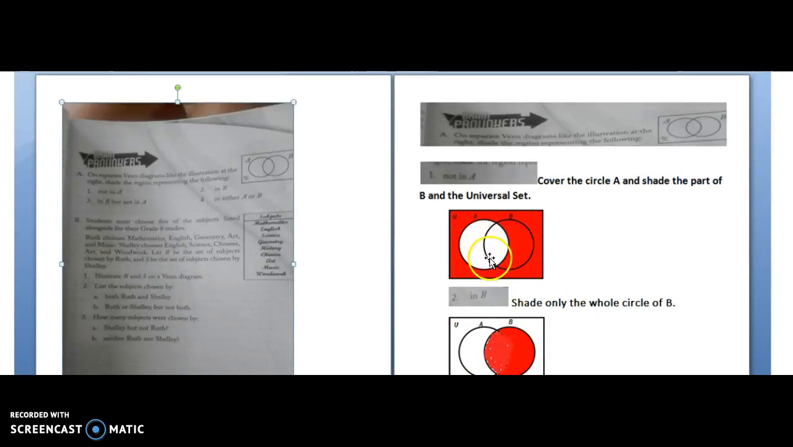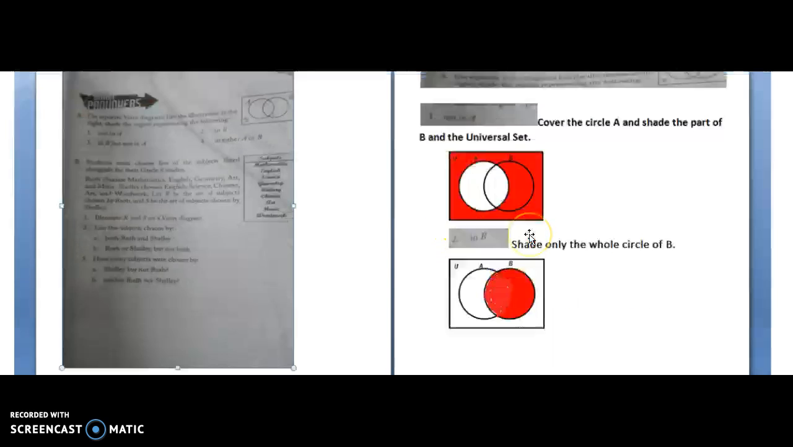Okay, you have to cover the circle A and then shade the rest of it. Okay, not in A. So this shaded area does not belong to A. Okay, number 2, in B. So shade the whole circle of B. Because they are in B.